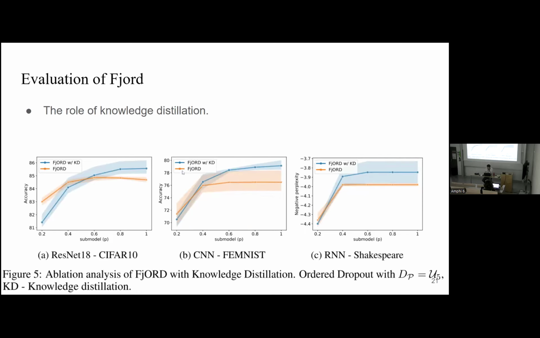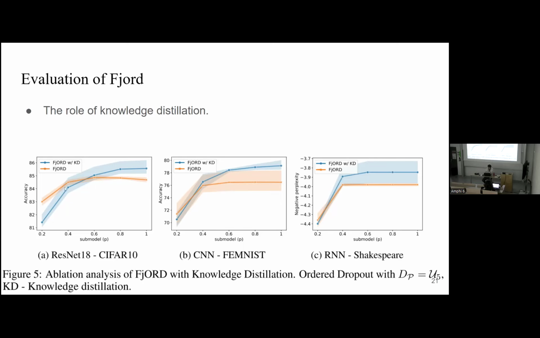And then they did an experiment where they said, okay, what if we compare FjORD with and without using knowledge distillation? So along with the training with dropouts in FjORD, when we do this self-distillation, that would be the case of FjORD with knowledge distillation, and this was the performance. This is all top one accuracy, and here negative perplexity. And you can see knowledge distillation is quite useful for the overall case.